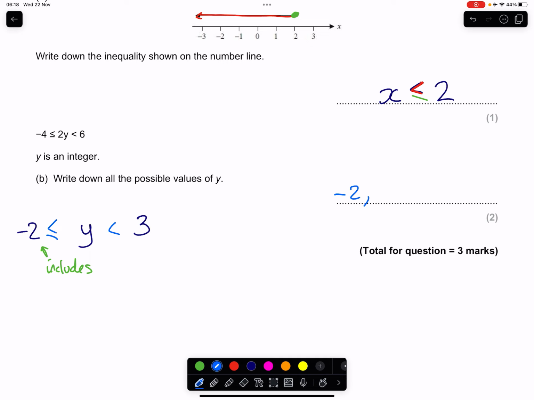And then all we have to do now is list all the numbers between minus 2 and 3. Minus 2, minus 1, 0, 1, 2. Done.